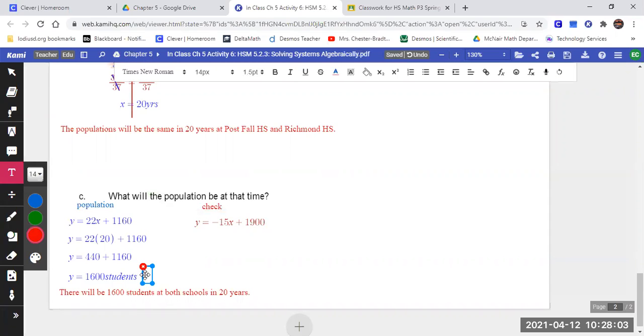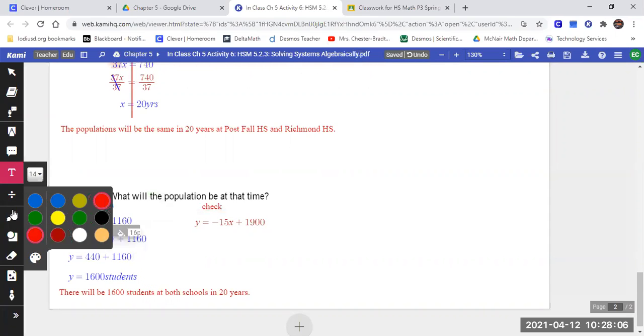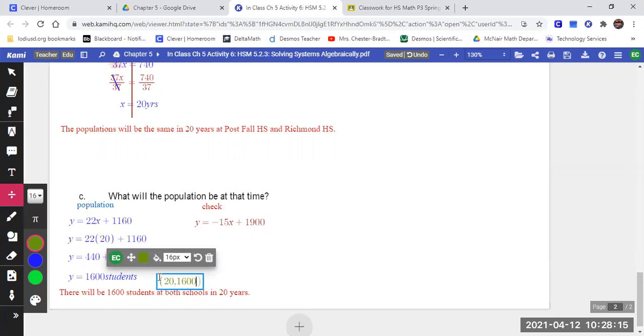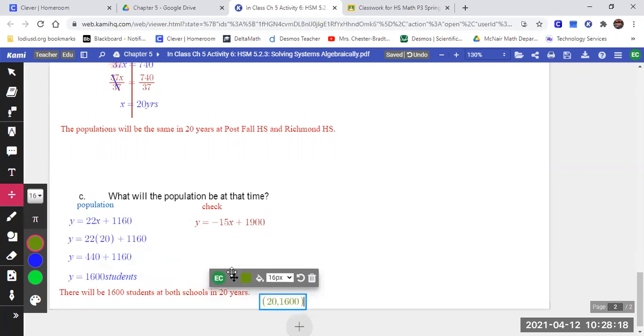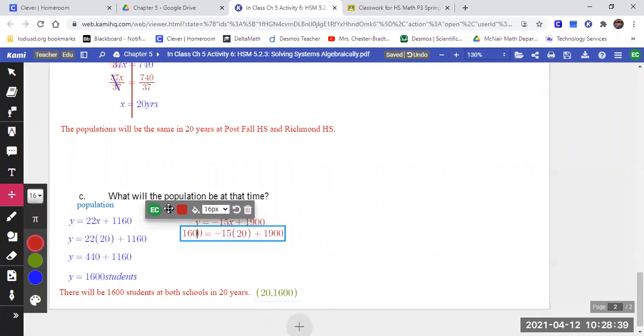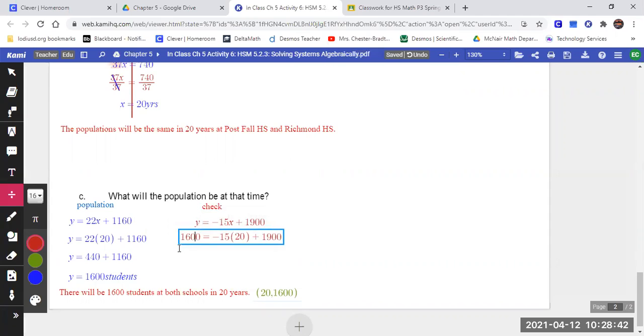Now we got to go check that our situation works for both. Remember, when we're solving this, we got the x from up above and we got our y just now. So we have the coordinate of solution, or green, of 20, 1,600. We need to check that that 20, 1,600 works for the other equation. So I'm getting my red. I'm saying my y was 1,600. Negative 15 times 20 plus the 1,900. So I replace the x and the y in Richmond's equation to make sure the situation 20 and 1,600 works for them as well. You have to check with the other equation.